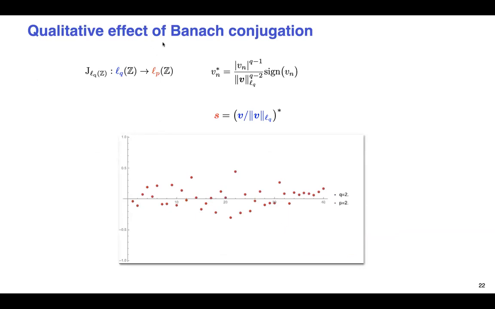and to look at the qualitative effect of Banach conjugation. So remember, I have this operation that gets the star, okay? Because we're having functions that live in our measurement space. And I told you, you need to take the Banach conjugate of those guys to actually span your solution.